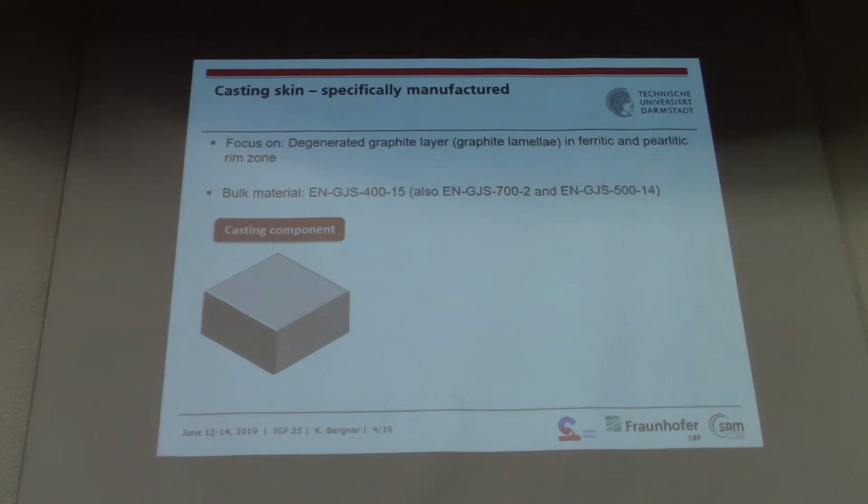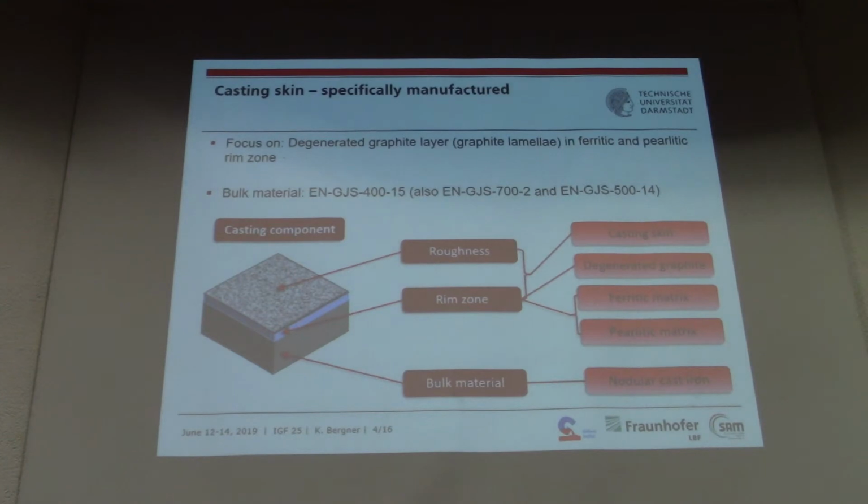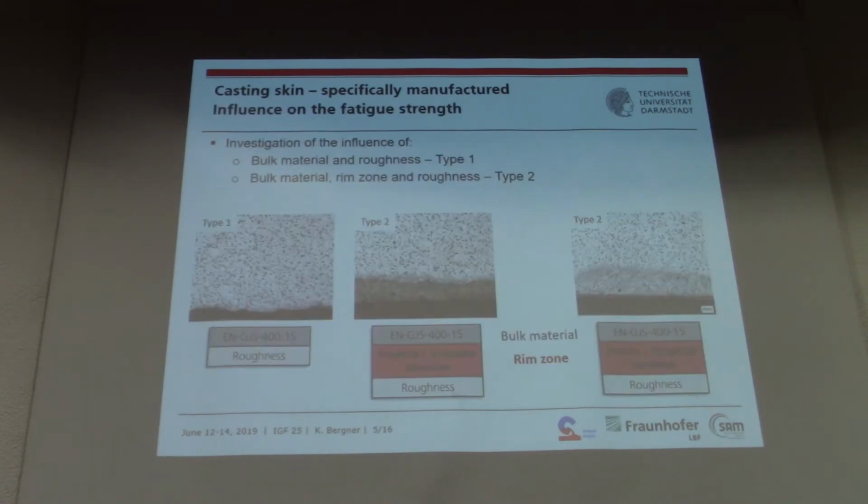So we have the casting component, and we have then the rim zone itself and the roughness of the component. The roughness and the rim zone together are the casting skin. The rim zone itself contains degenerated graphite, so lamellar graphite, in a pearlitic or ferritic matrix.